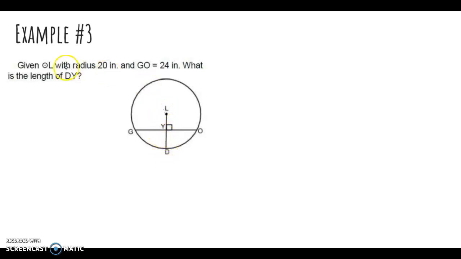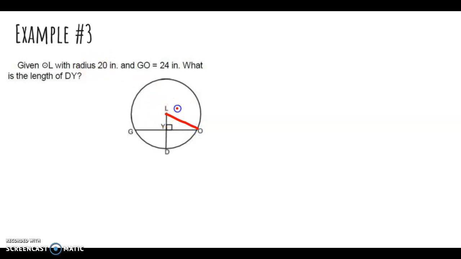Well, we know that the radius is 20, so the whole LD, we can figure that out. And we know that's 20. If we could figure out what LY is, we could find YD or DY. So we're going to use our idea of creating right triangles here. So I'm going to put this radius in.